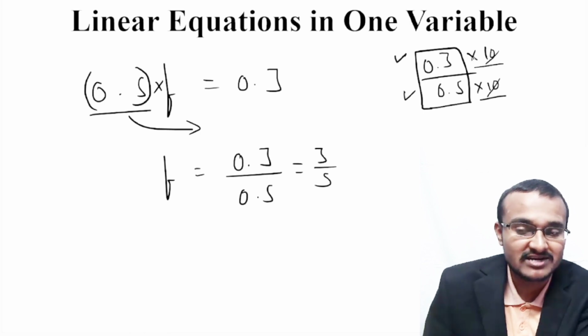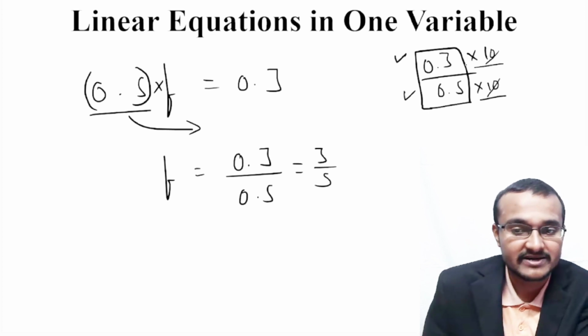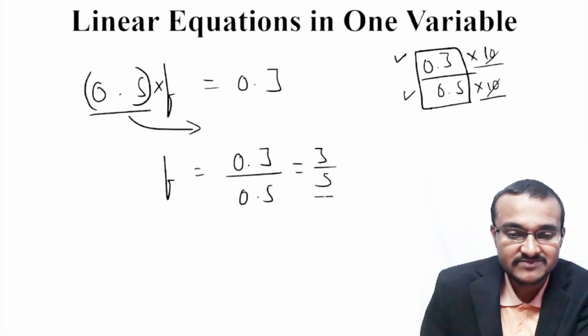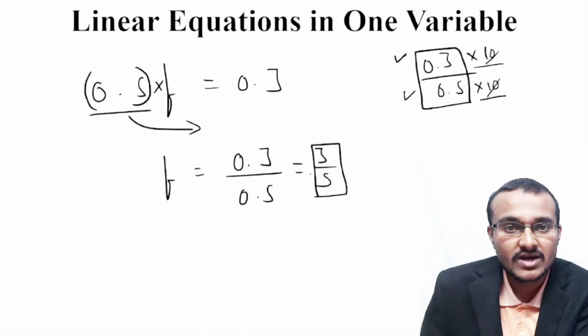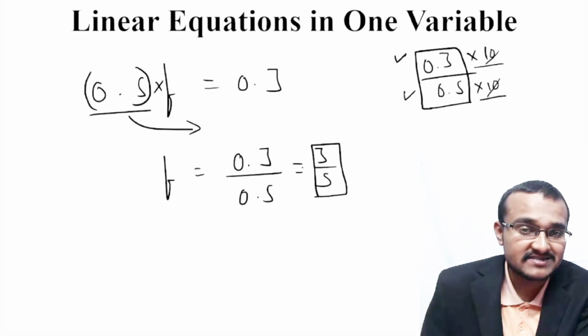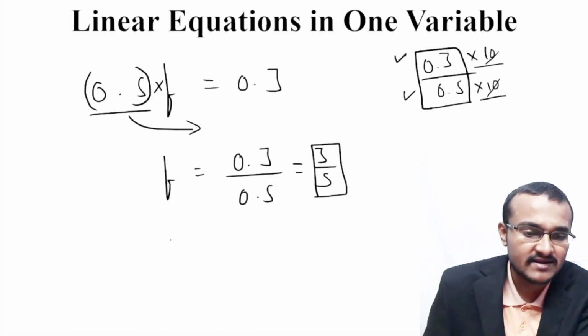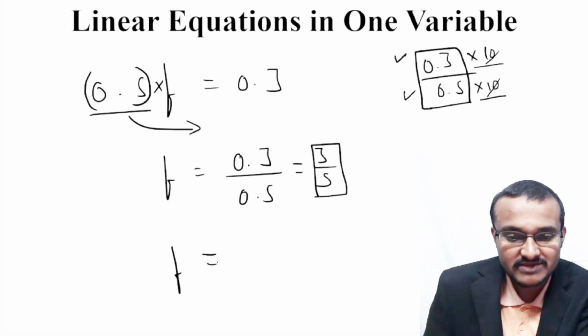So there is nothing wrong in multiplying 10 to both numerator and denominator. When you multiply 10 to 0.3, it will be 3. When you multiply 10 to 0.5, it will become 5. That's why it has become 3 by 5. Now, since they have asked in the form of decimal, we can also keep this particular answer in decimals. So f is equal to 3 by 5.